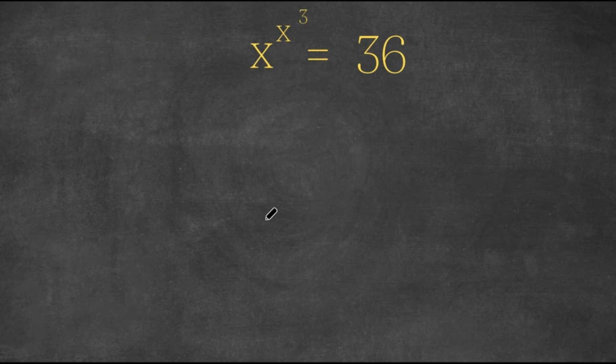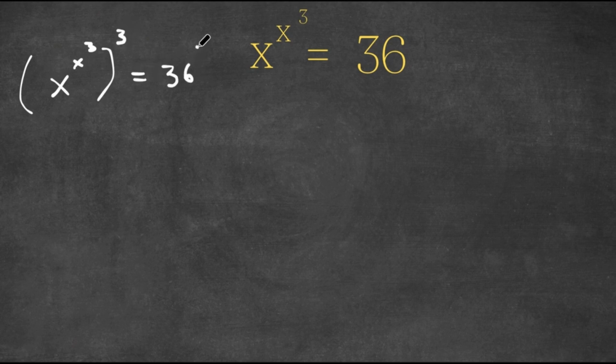In today's video, I'm going to be teaching you guys how to solve this exponential equation. So we have x to the power of x to the power of 3 is equal to 36. Now I'm first going to take the power of 3 on both sides. So now we have x to the power of x to the power of 3, to the power of 3, and this is equal to 36 to the power of 3.